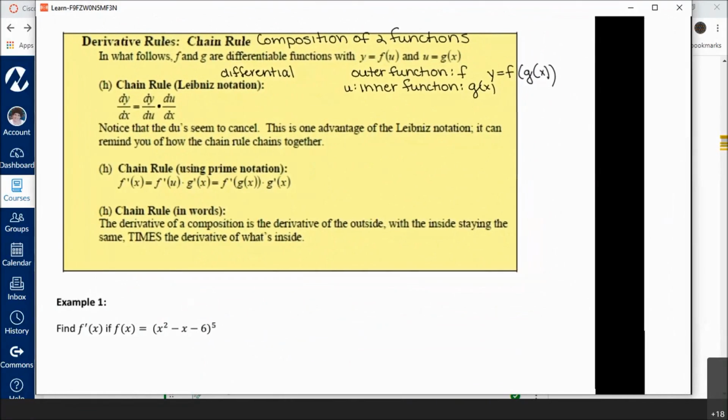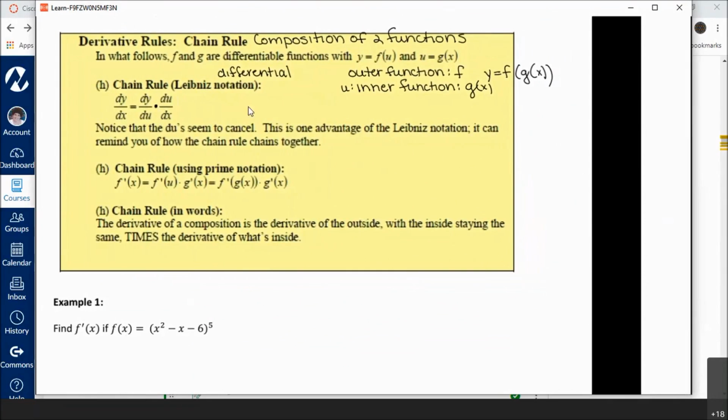The du's seem to cancel and you get dy dx, but all this is showing you is how the chain rule chains together. So basically, derivative of outer function times derivative of an inner function, and they say that down here in words. The derivative of a composition is the derivative of the outside function with the inside staying the same times the derivative of what's inside. So if you're thinking chain rule, think derivative of outer times derivative of inner. And I'll show you how it works. We'll do plenty of examples.